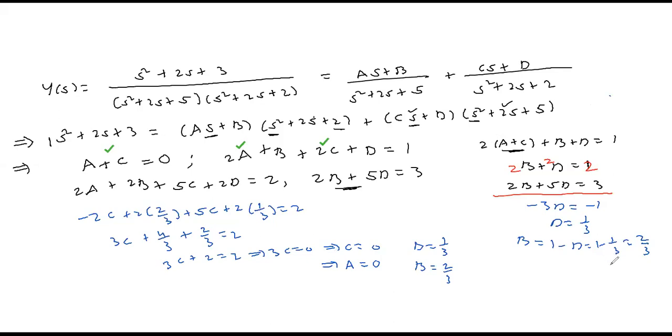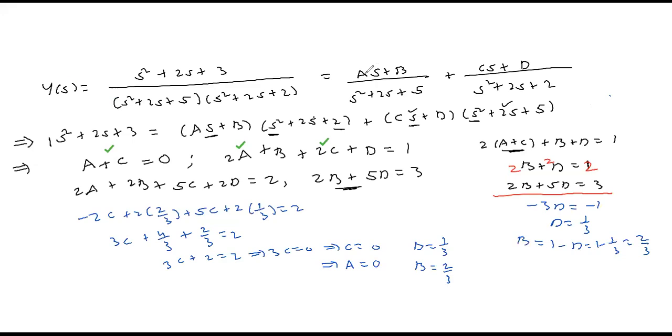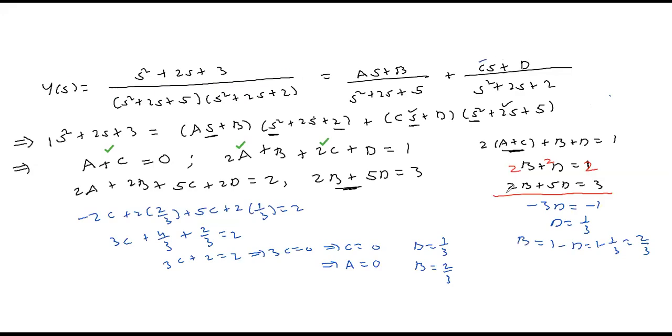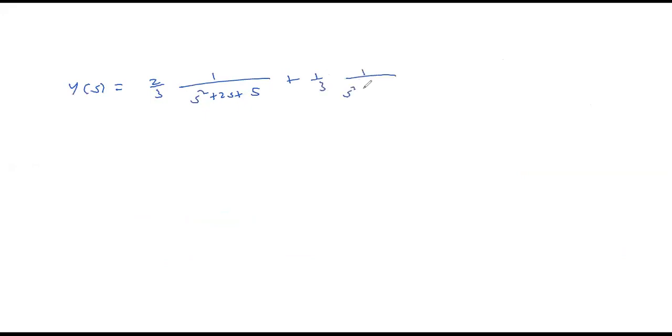So we'll take the next one. So y of s is equal to, substitute a = 0 and b = 1. What is the b value? 2 by 3. So this is 2 by 3 into 1 by (s square plus 2s plus 5), plus the next expression. C value is 0, d value is 1 by 3. So 1 by 3 into 1 by (s square plus 2s plus 2). Is that okay? Now y of s is nothing but the Laplace of y.